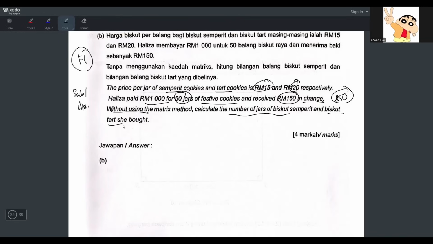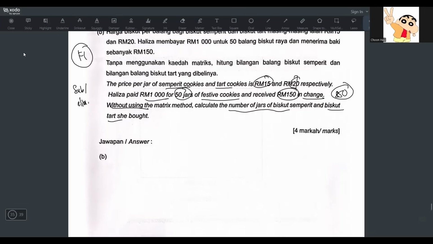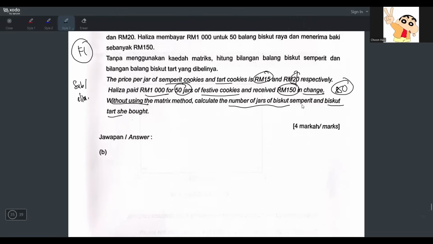So what's the tips I gave you? If you watched my explanation for the simultaneous equation earlier, you know already, right? So I said don't write the equation straight away because it's very hard to write the equation when you don't know what your xy is. So straight away read the last line, see what they want to find, and make that the xy. So let's see what they want to find for the final answer. They want the number of jars for biscuit separate and tart, right? That's your xy. So let x equal the number of jars of separate biscuit. And then y will be what? Try to be specific. Number of jars of biscuit tart. So I'll just write tart.